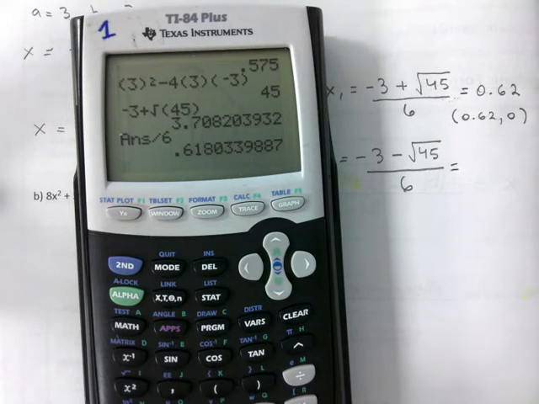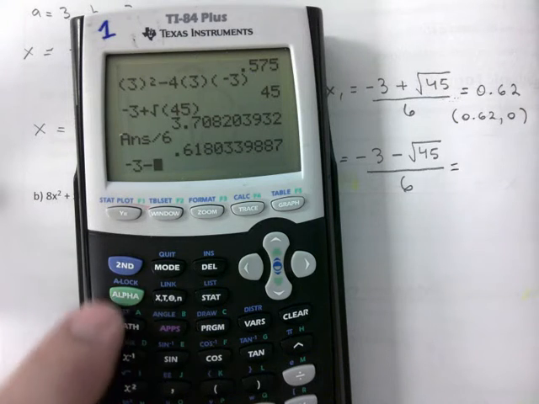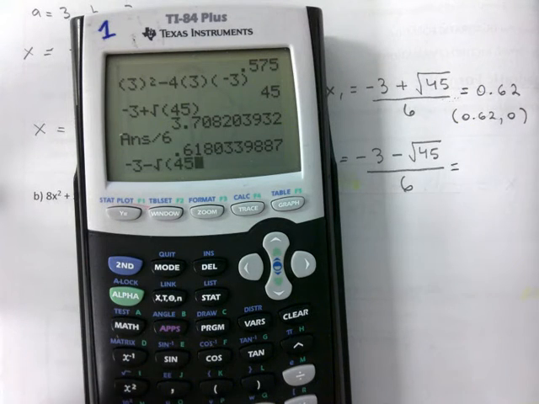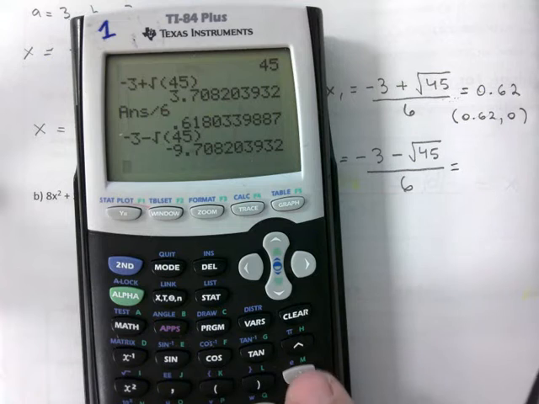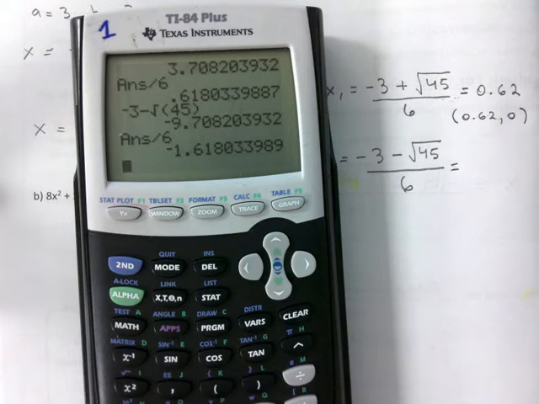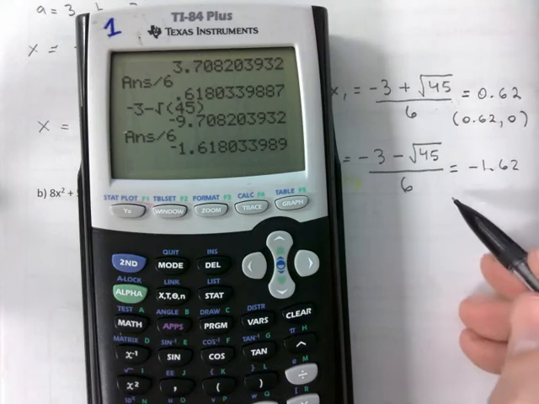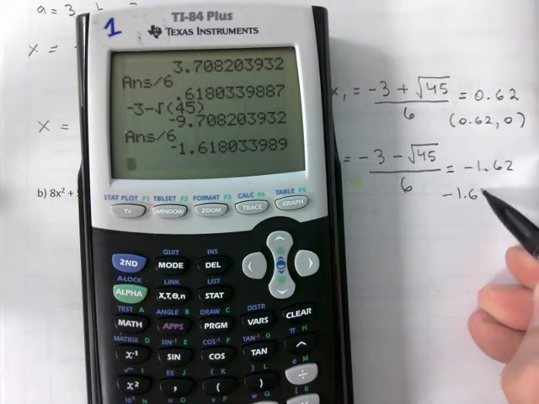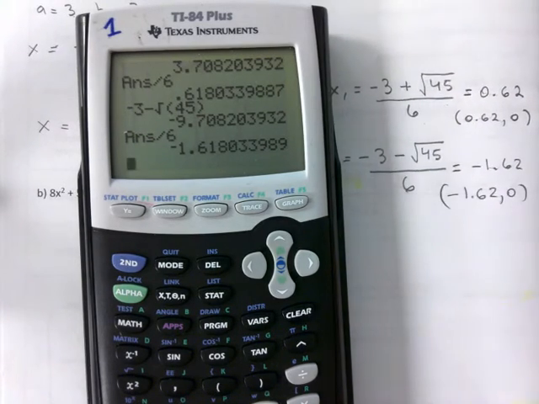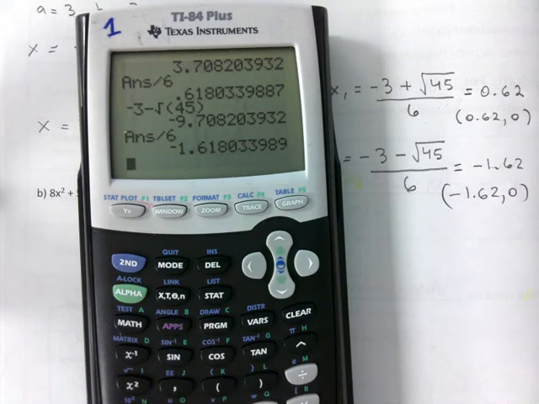And then the next one is negative 3 minus square root of 45. I hit equals first, then I go divided by 6, and that is negative 1.62. So the root, the x-intercept, is really this. Voila, you're done.